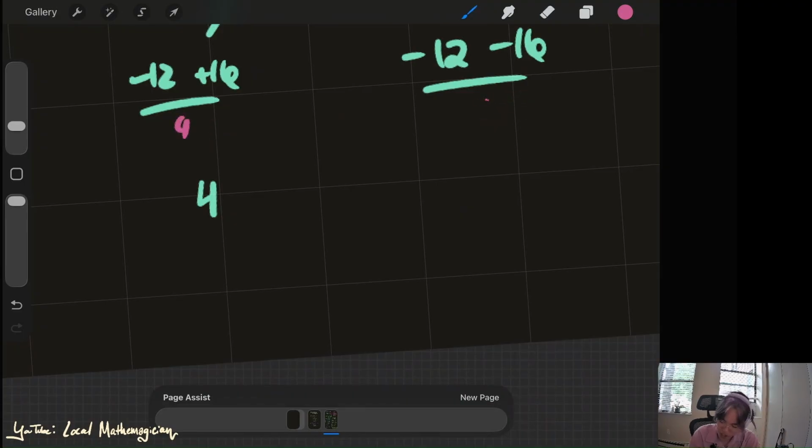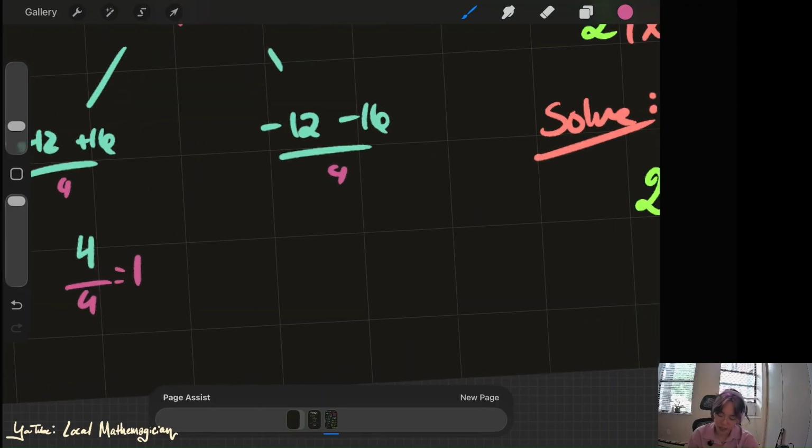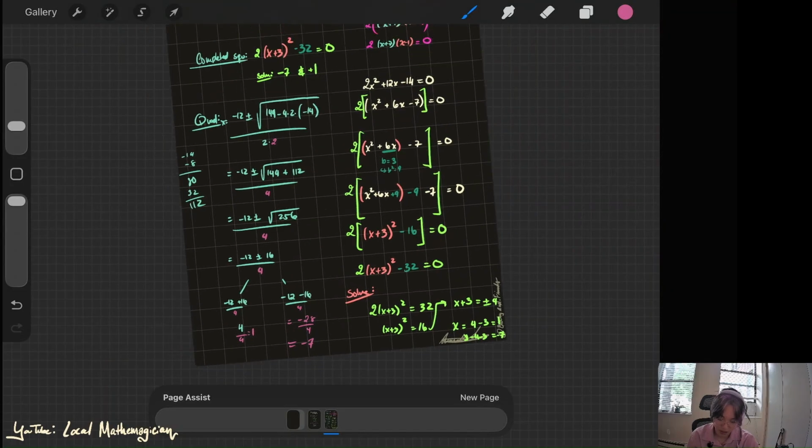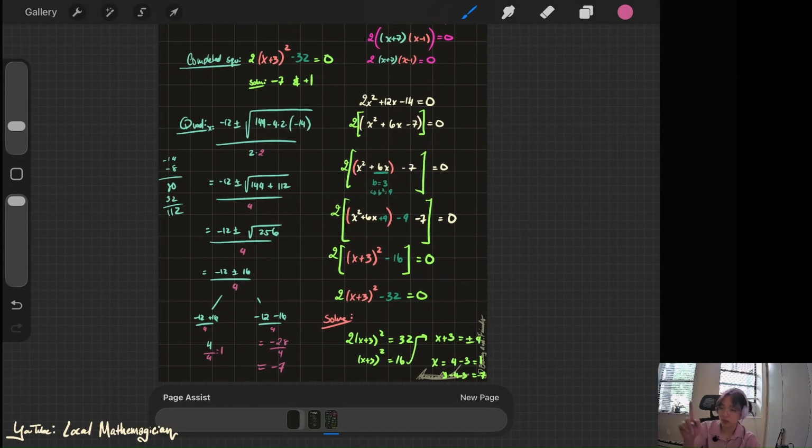I was like, these numbers are huge. 4 over 4 is equal to 1. Negative 12 minus 16 is negative 28 over 4, which is negative 7. Solutions are all the same. Cool. We know how that works.